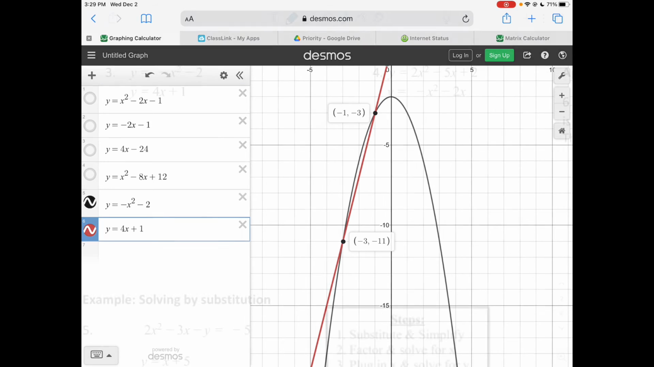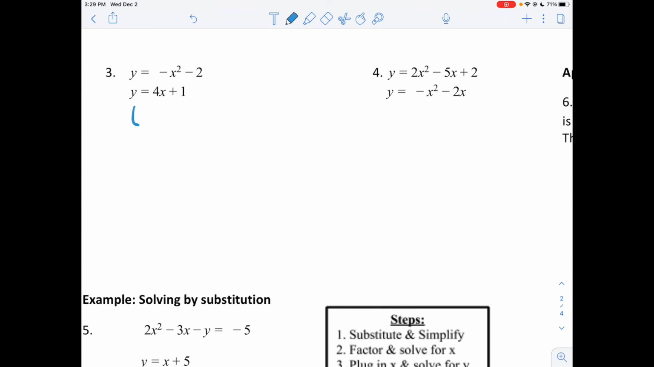Let's go put that in our notes. This system of equations had 2 solutions. The first was at -1, -3, and the second was at -3, -11. So this one had 2 solutions because the graphs crossed twice.